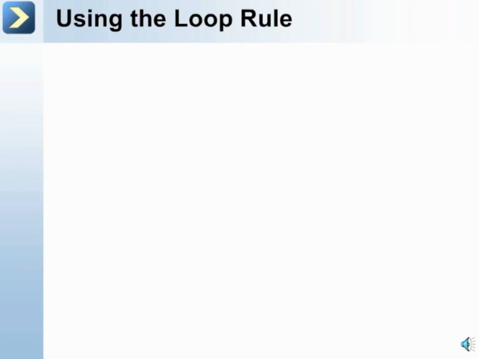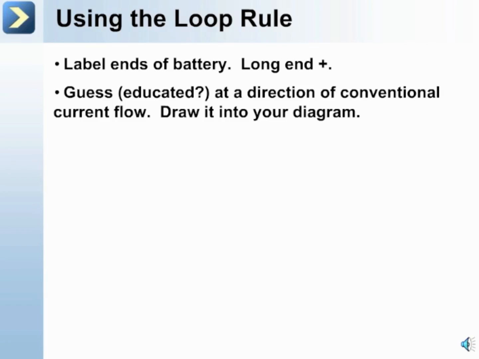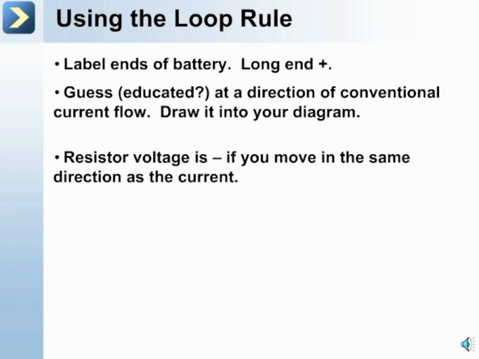Using the loop rule, let's go through some simple guidelines for using this rule. All right, so the first one to keep in mind is that if we have a battery, we need to label the ends of the battery. The long end is the positive end, out of which the conventional current flows. Now, for the conventional current, you do have to make an educated guess at its direction, and you draw that direction into your diagram. And don't worry if you're wrong, you can correct it later.